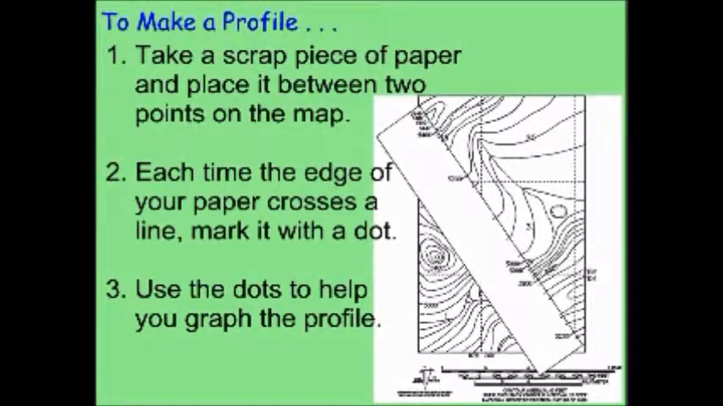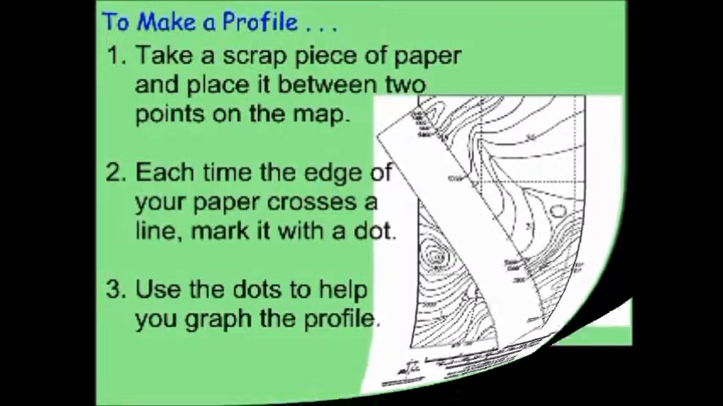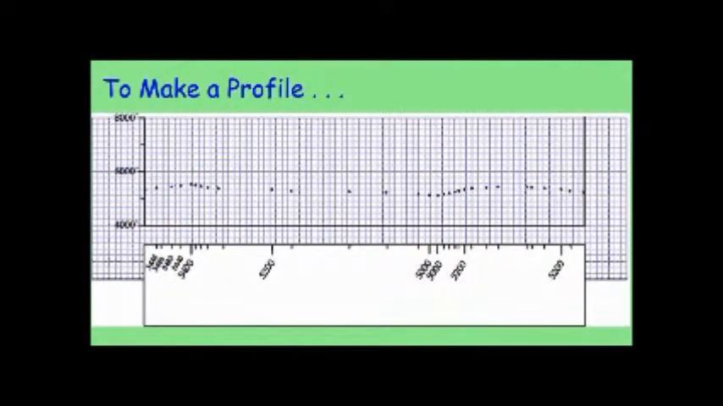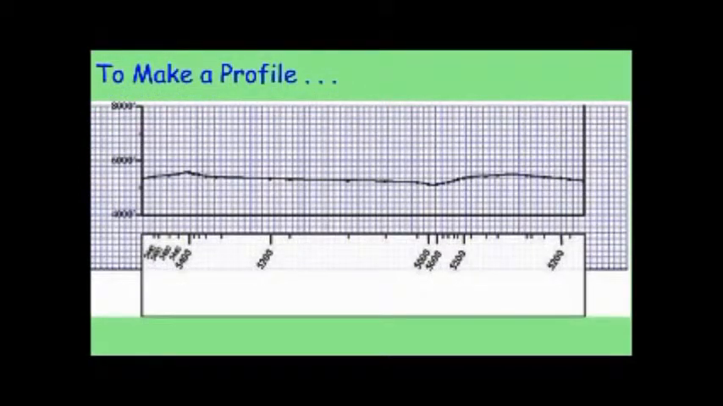And then the last step is you're going to use those dots on that scrap piece of paper, and you're going to bring that piece of paper to a graph paper, and that will allow you to graph the profile of your area. You can see here that we put that scrap piece of paper at the bottom of the graph, and every time we see one of those points, we go up on the scale to the left, and we put a dot everywhere where we saw that point. And then in the end, we connect those dots, and we get a profile of what that landscape looks like.